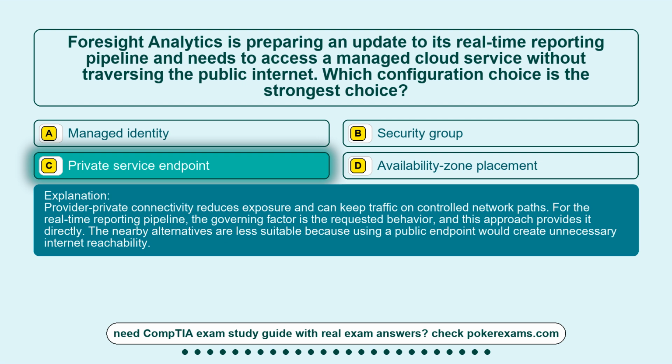Provider-private connectivity reduces exposure and can keep traffic on controlled network paths. For the real-time reporting pipeline, the governing factor is the requested behavior, and this approach provides it directly. The nearby alternatives are less suitable because using a public endpoint would create unnecessary internet reachability.